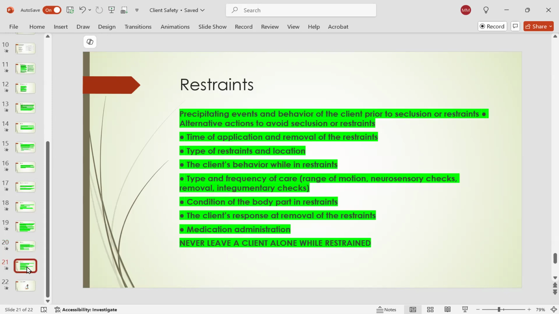Like I said, you have to write the precipitating events. What was the client doing? What else did you try to fix the situation and failed? When did you put the restraints on? And when did you remove them? What kind of restraints? What did the client do while they were restrained? And then what did you do while they were restrained? Did you do range of motion, neuro checks, right? Did you remove them, like I said, every 2 hours, skin checks? What is the condition of the body part that's restrained? When you did take the restraints off, how did the client respond? Did you administer any medications while they were restrained?